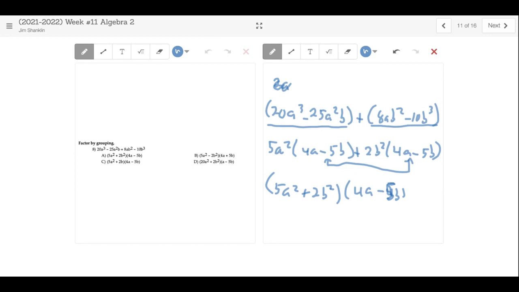If it doesn't work, then you would just leave it. But I wouldn't do that to you guys. I wouldn't put a problem on there that has 4 terms and doesn't factor, because then I'm not really teaching you how to use grouping to solve. So all of the problems that I give you, you can factor.